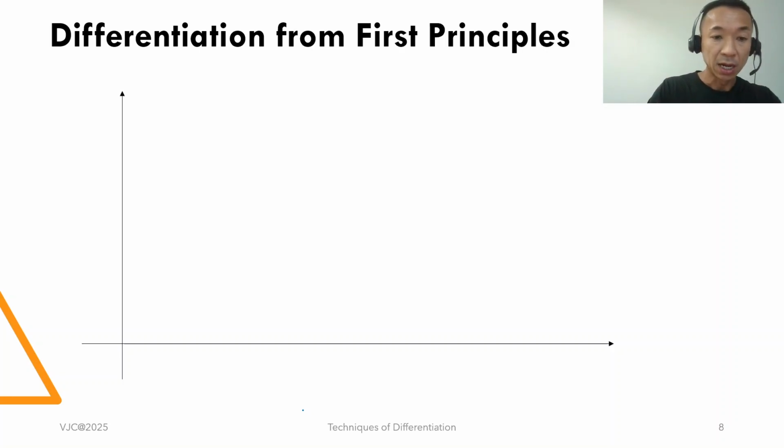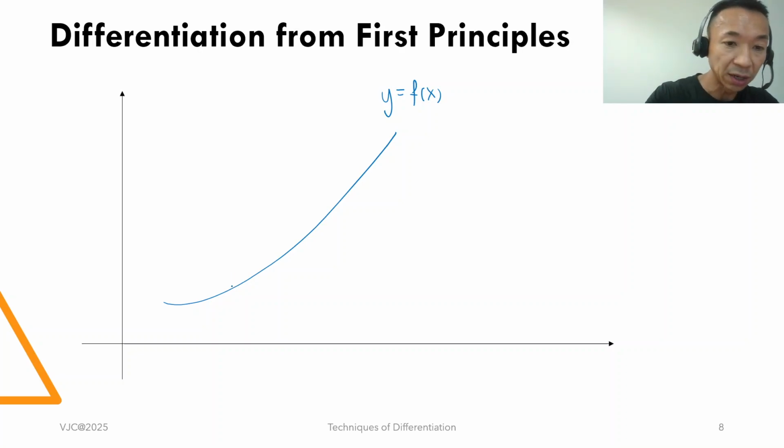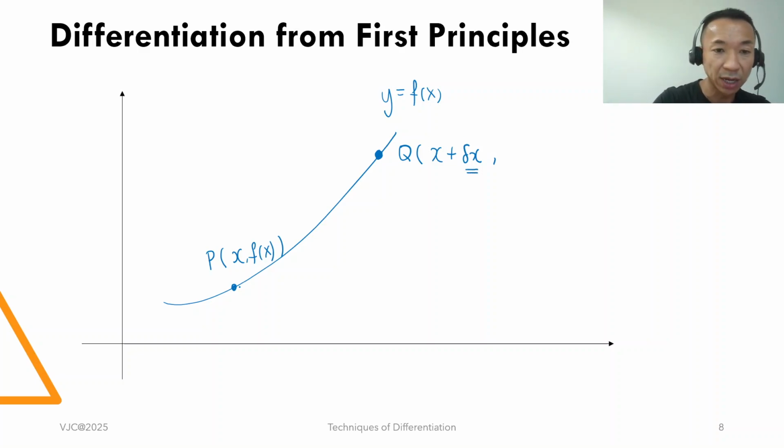Bear with me. Let me try and sketch this thing for you. Suppose I have a graph y equals f(x), and I want to find the gradient at this point P. P obviously has this coordinate (x, f(x)). And I let another point Q be some distance away, at delta x away from this.